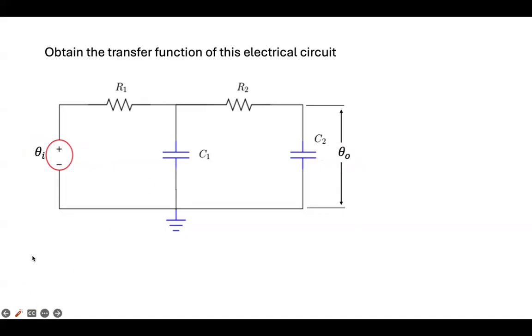The definition of transfer function is the ratio between output and input signal. We can write the transfer function H(s) is equal to theta naught over theta I, both in S domain.